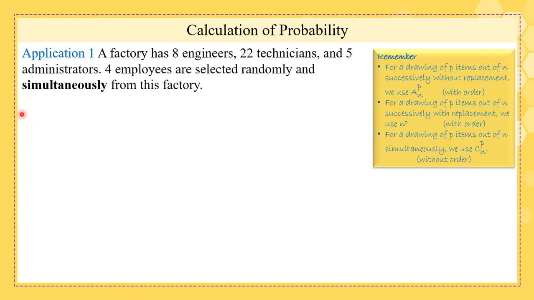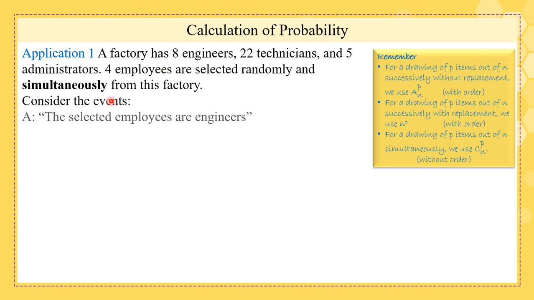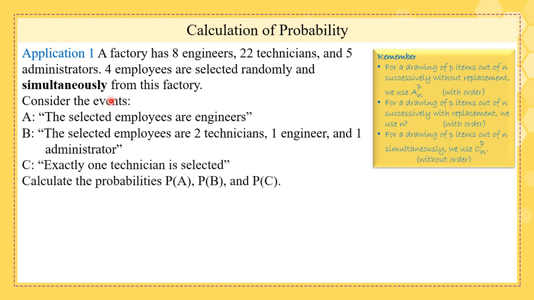Let's see this application. A factory has 8 engineers, 22 technicians, and 5 administrators. In fact, it has 35 employees, and we need to select 4 employees simultaneously from this factory. We have these events. We need to calculate P of A, P of B, P of C. Try to do it alone. Well, for P of A, the selected employees are engineers, so we need to select 4 engineers, 4 out of 8, over 4 out of 35 in general.